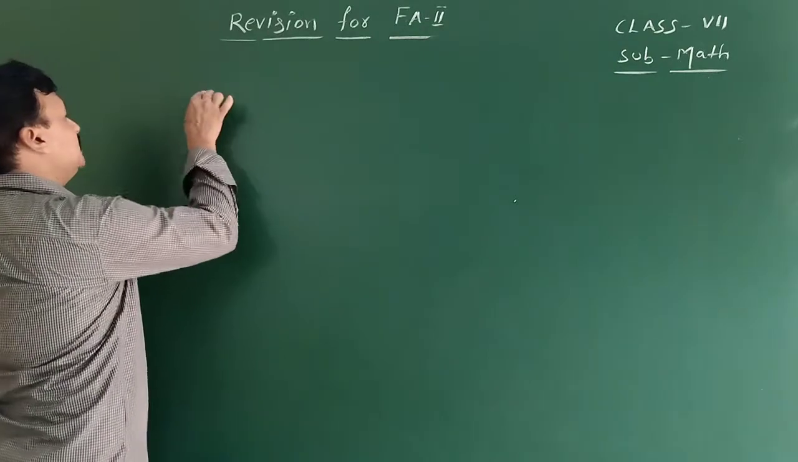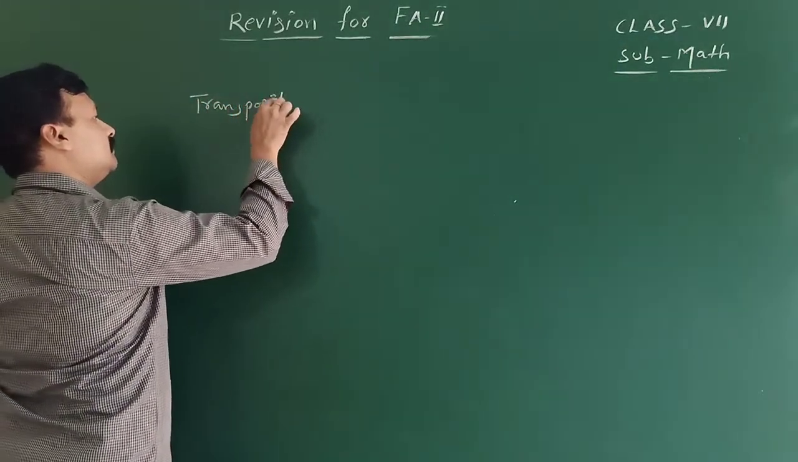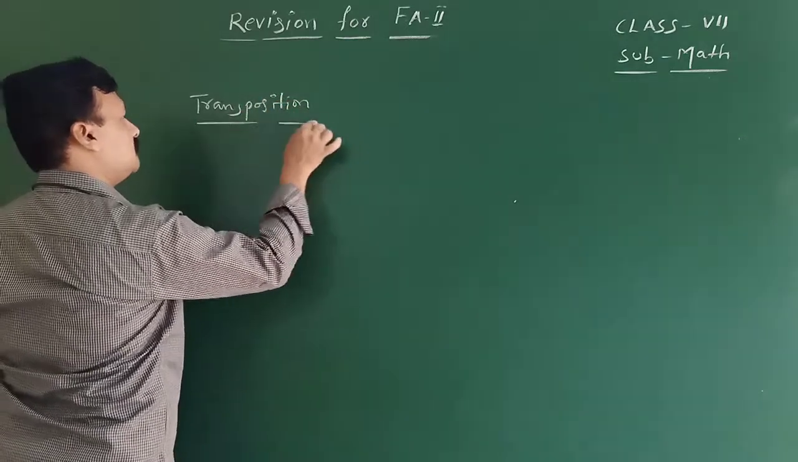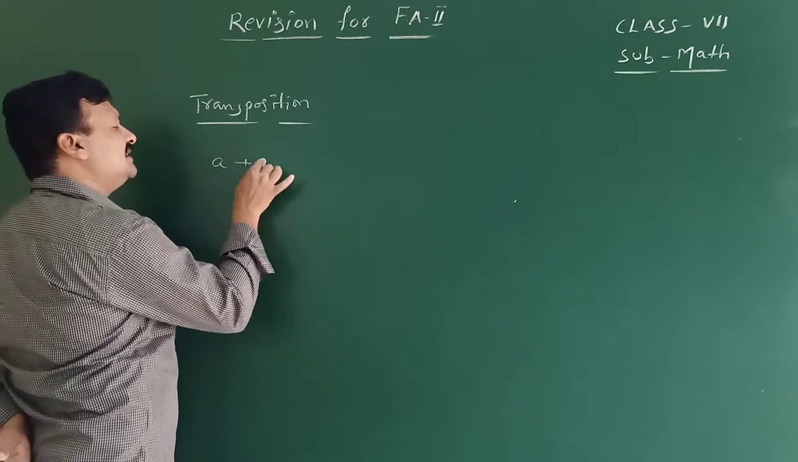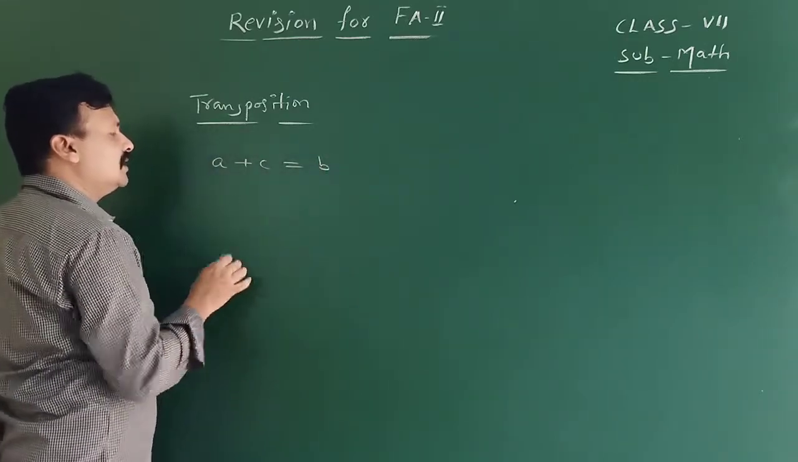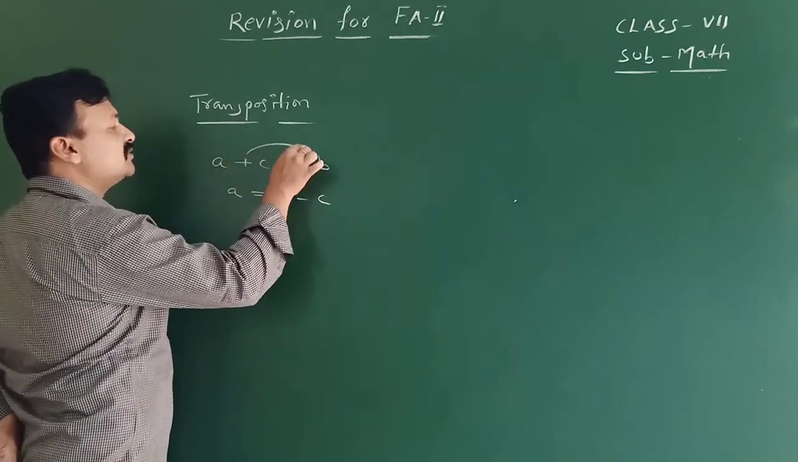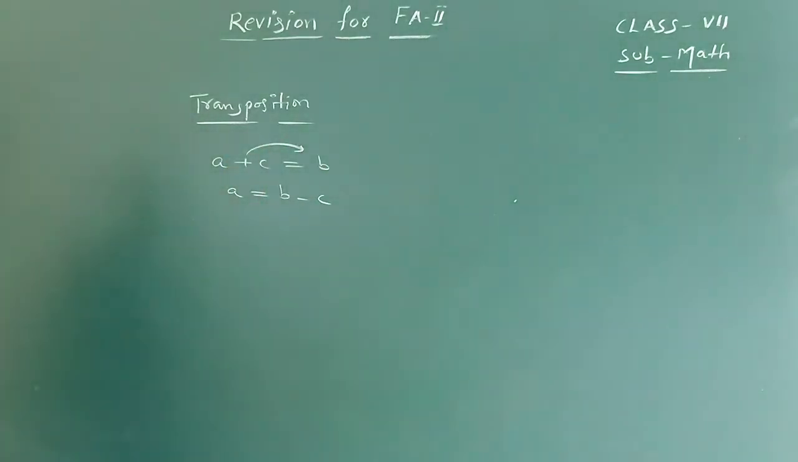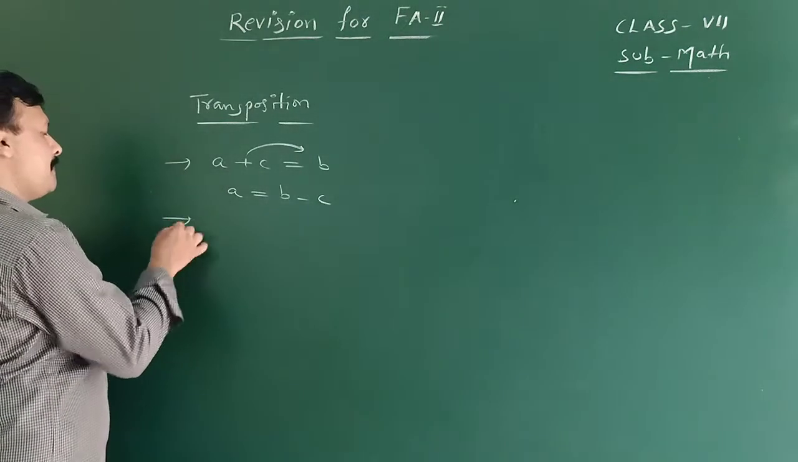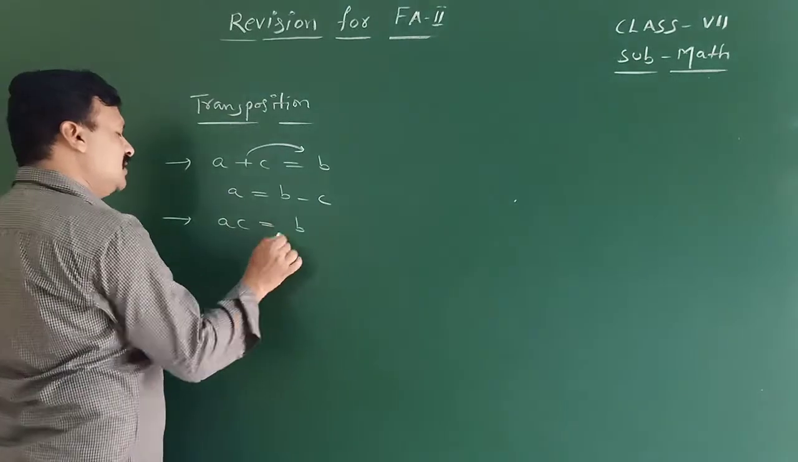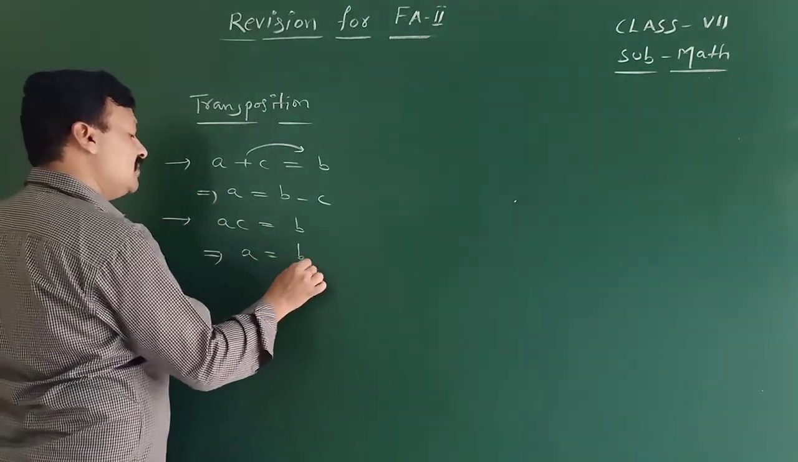Next, transposition. Here, a plus c equal to b given, you can write it as a equal to b minus c. Means plus becomes minus if you transfer from LHS to RHS part. Now, AC equal to b they give me, it becomes a equal to b by c.